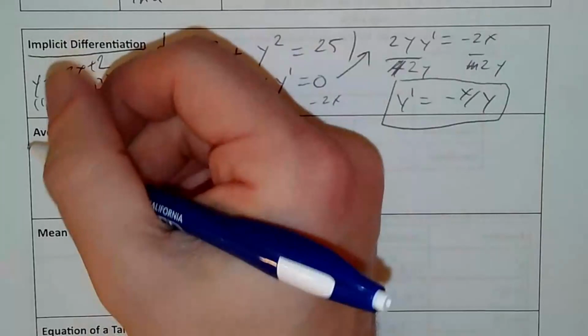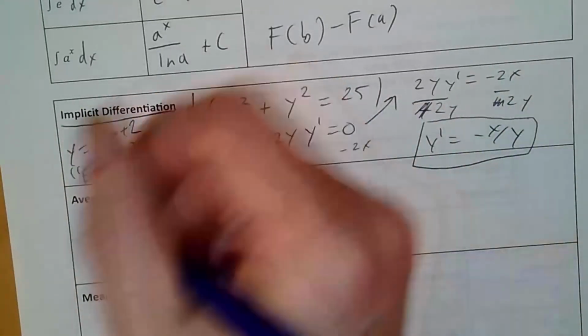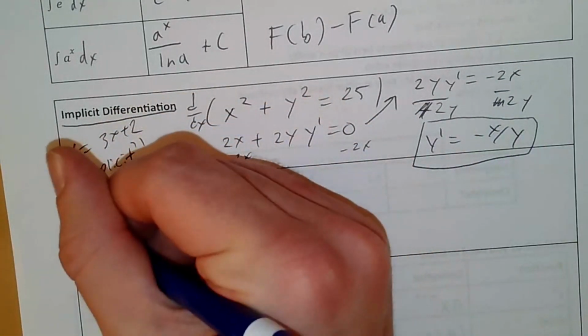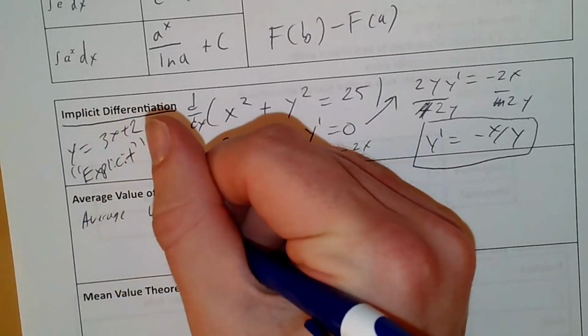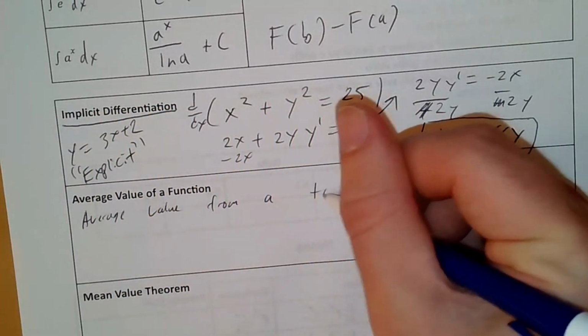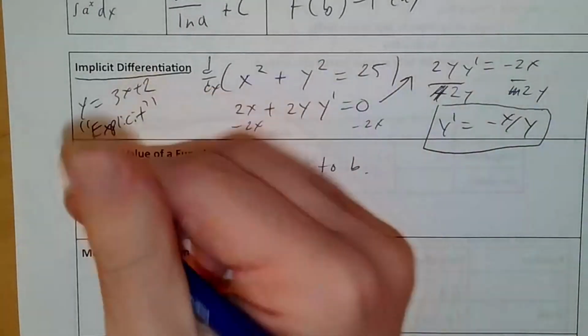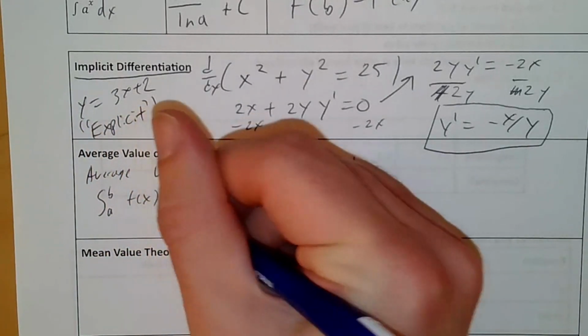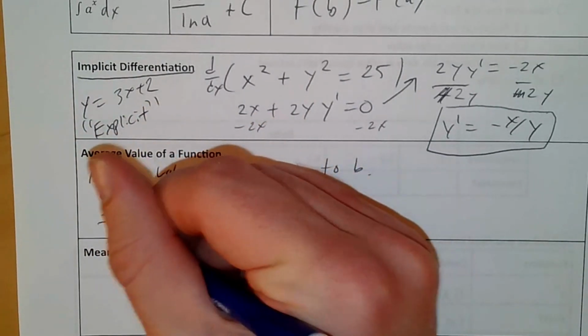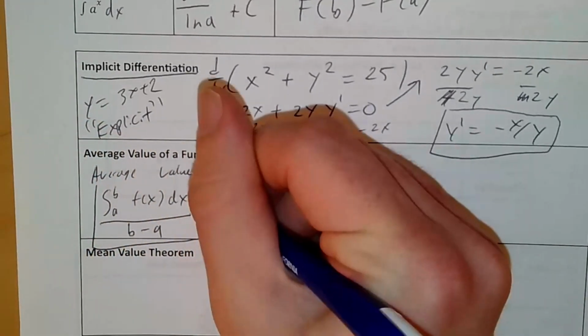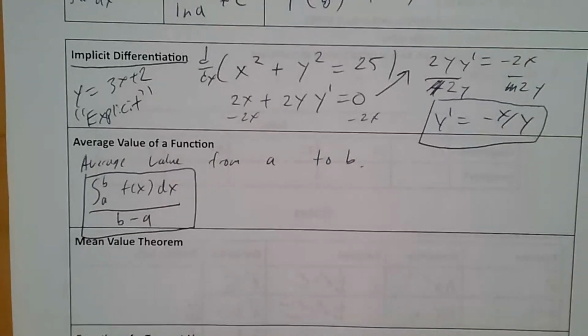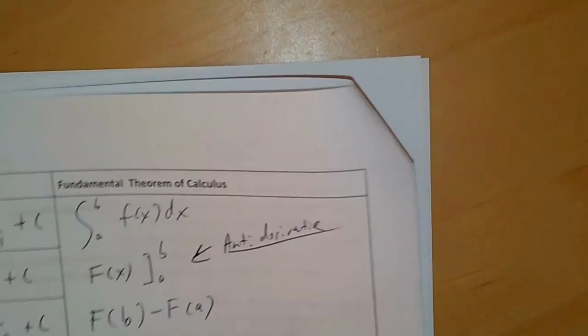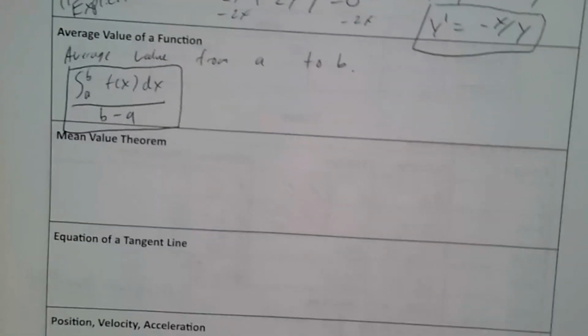Average value of a function is just taking the fundamental theorem of calculus and then adding one more step. So if I want average value from a to b, it would be the integral from a to b of f of x dx divided by b minus a. And that's it. This is the formula you need to know. And we'll do a problem later on, but you just need to know that formula. And to do this formula, you need to know the fundamental theorem of calculus because the numerator is the fundamental theorem of calculus.